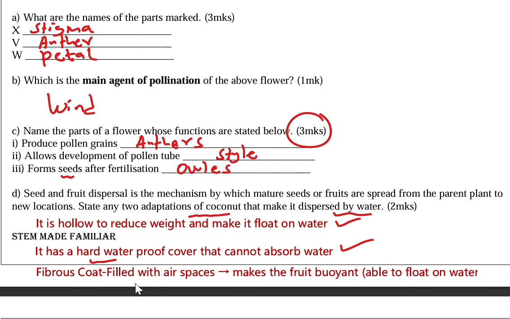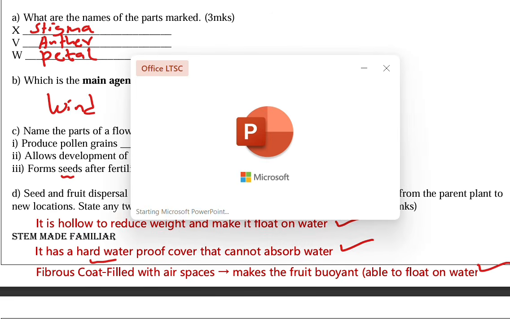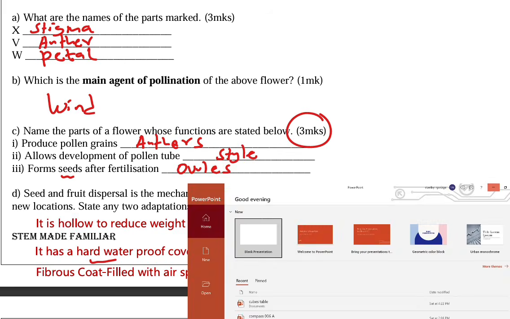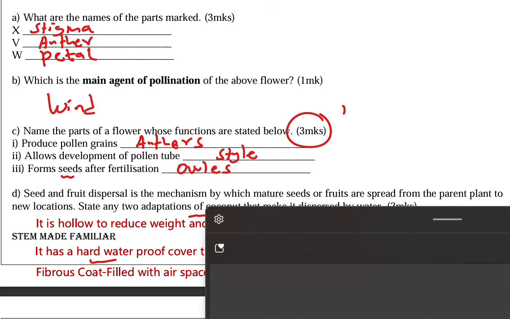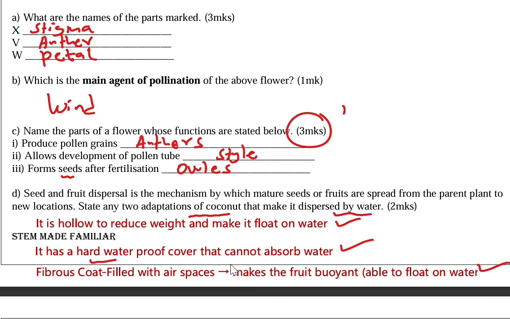That is true. And finally, it has a fibrous coat. Yes, for coconut, it has a fibrous coat filled with air spaces. This one makes the fruit buoyant, meaning able to float on water. And therefore, those are the three adaptations. We have so many adaptations of how a coconut is adapted to be dispersed by water.